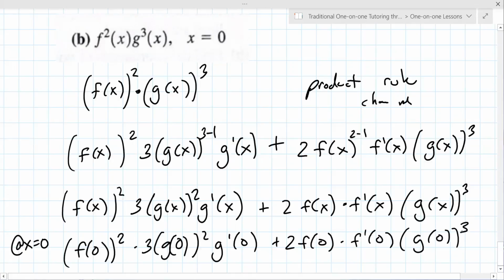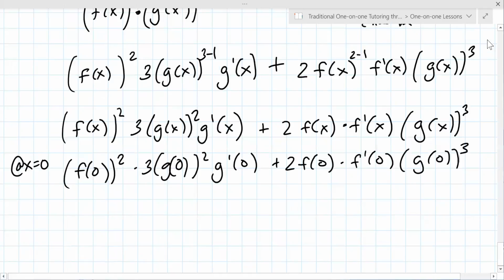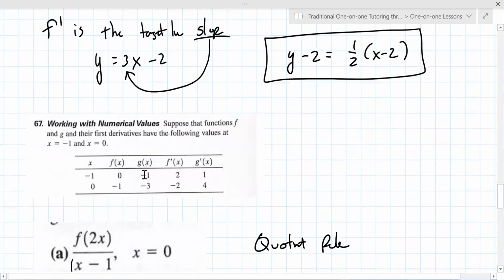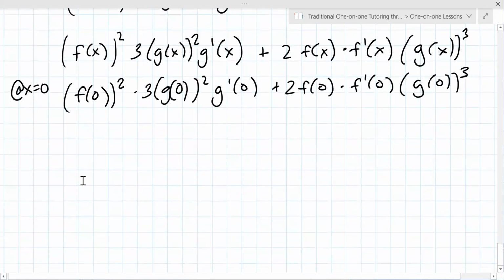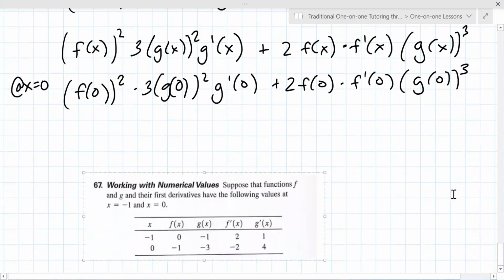Then you look at the table and just substitute in numbers. So we need f of 0 and f prime of 0. I don't have the table. Okay, I'll just give you the numbers here. Let me go grab it again. Sometimes the hardest thing is actually putting the numbers in from the table. I do think there's a bit of a skill there to be able to do that comfortably.